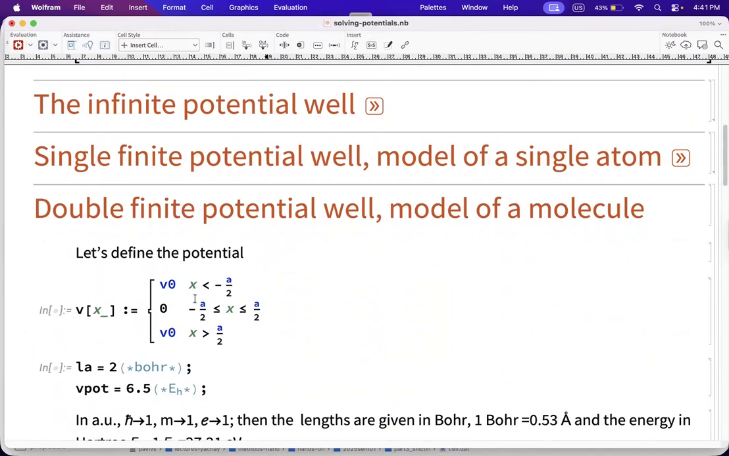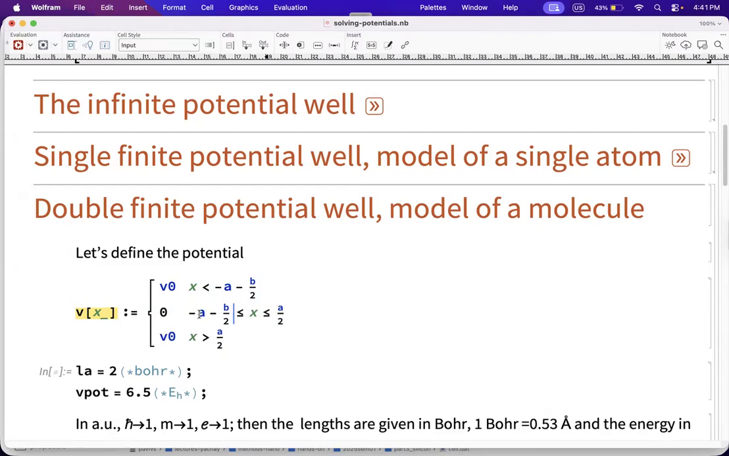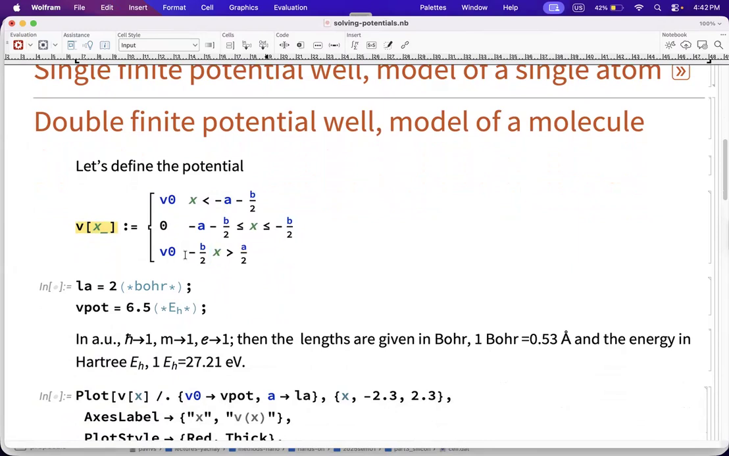Look at this. V0 now is between minus A minus B over 2, so it's minus A minus B over 2 to minus B over 2. You have to take your time not to make mistakes. The other one is from minus B over 2 to B over 2.